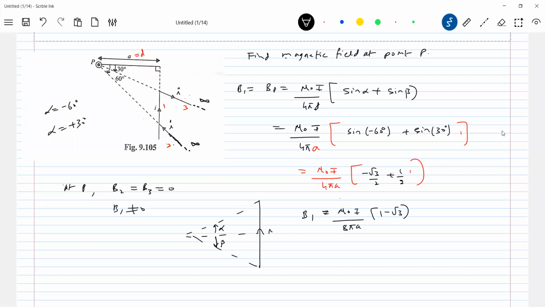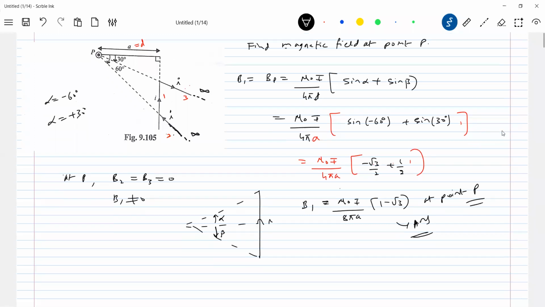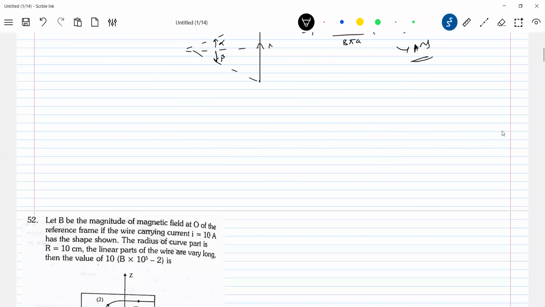Okay, this should be the answer. So just be alert. The field due to 2 and 3 should be 0 because the point P lies on the axis. So for alpha and beta, you have to be very careful about in what sense you are measuring.